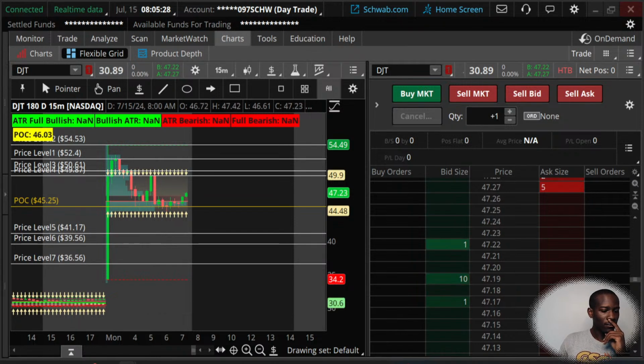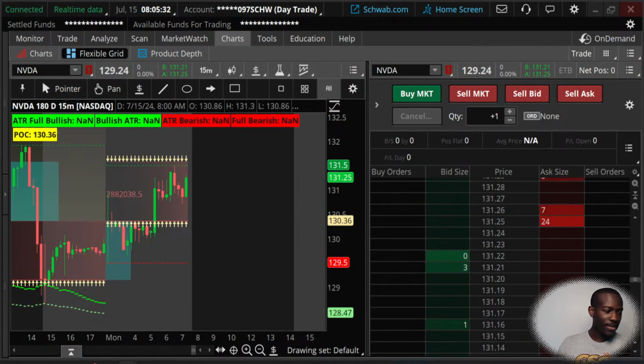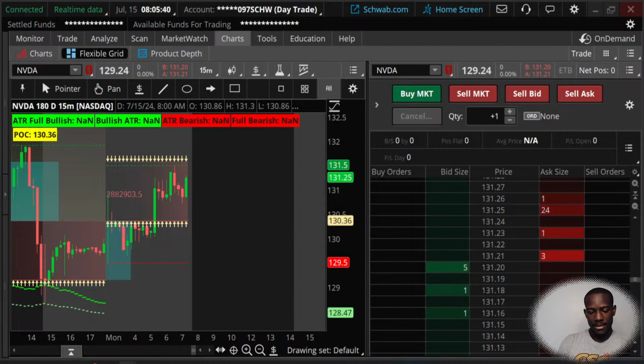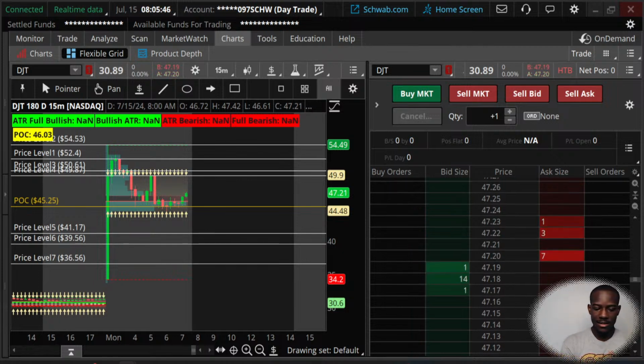Nvidia still making moves up as well, but Nvidia really hasn't gapped. It's up 1.52%. Really not a true gap for Nvidia. But DJT though, that aggressive gap, I like it.